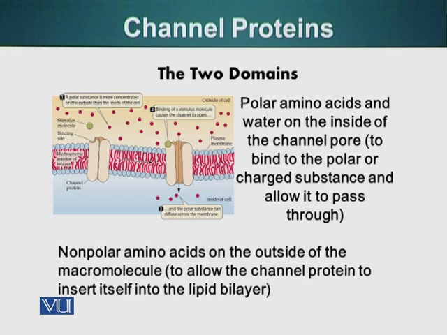This allows these proteins, when they receive a signal, to open up, allowing a special type of molecule to pass through. These proteins do not open all the time. They only open in response to a special signal.